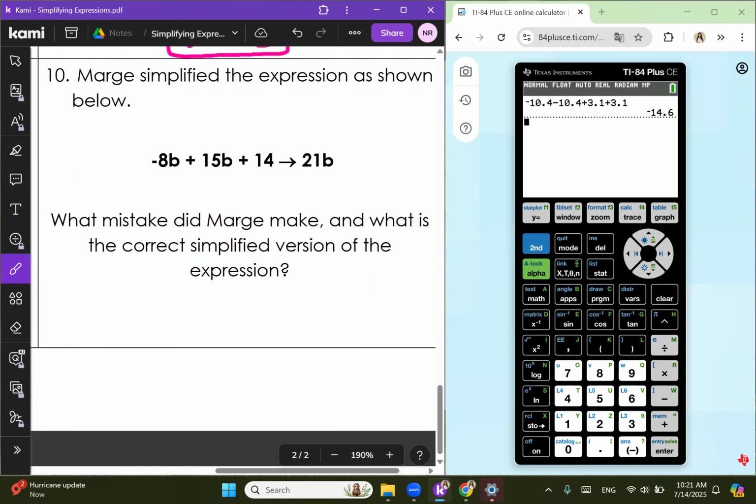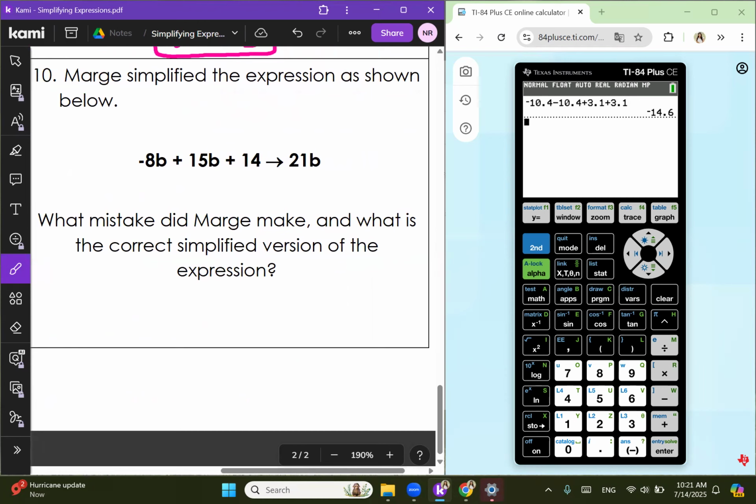Number 10. Marge simplified the expression below as shown. What mistake did Marge make and what is the correct simplified version of the expression? Well, let's look at it. Remember, Marge didn't use an equal sign. Why did we not use an equal sign? Because we're not solving equations. Equal signs are for equations. It's in the word equal, okay? Equation.